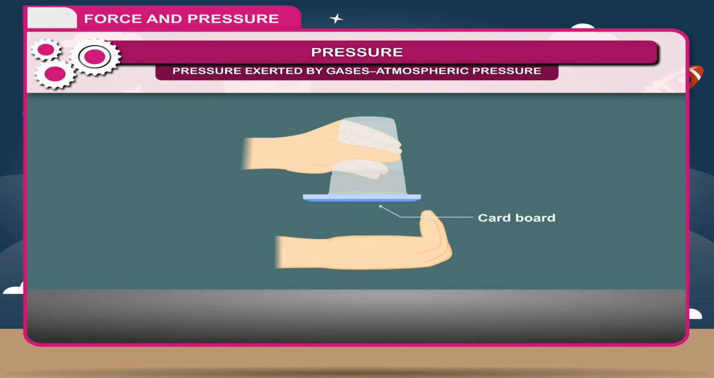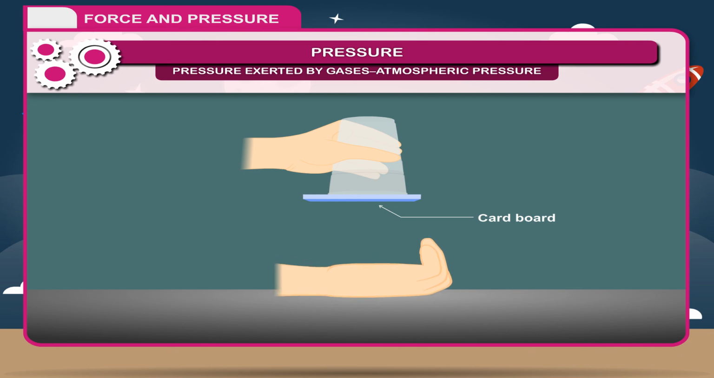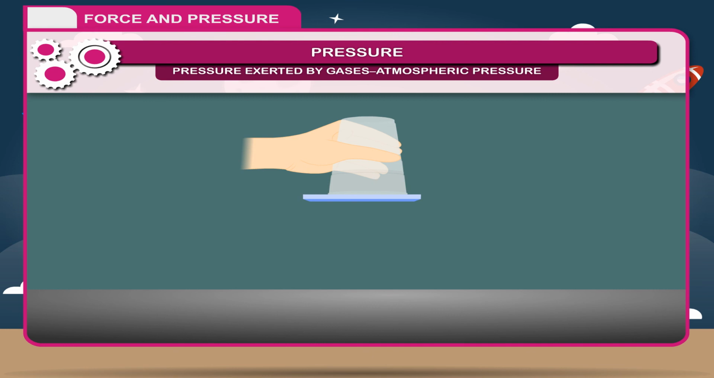Observation. When the cardboard is released, it does not fall because water exerts pressure in the downward direction and atmospheric air exerts pressure in the upward direction, which is much larger than the pressure of water.